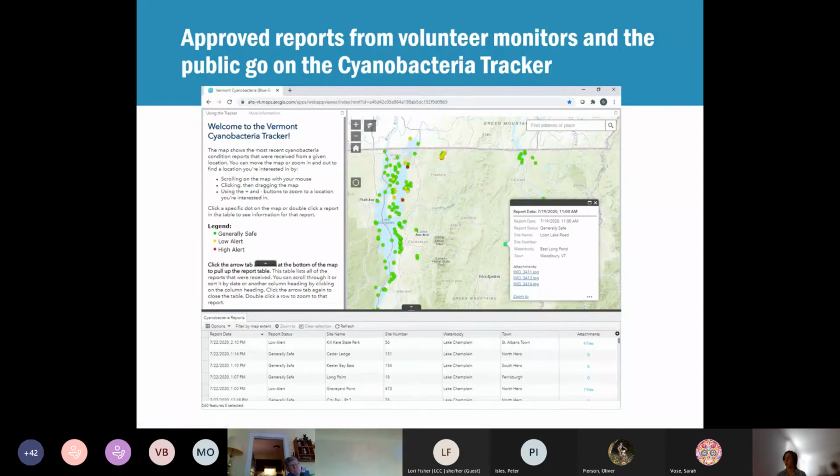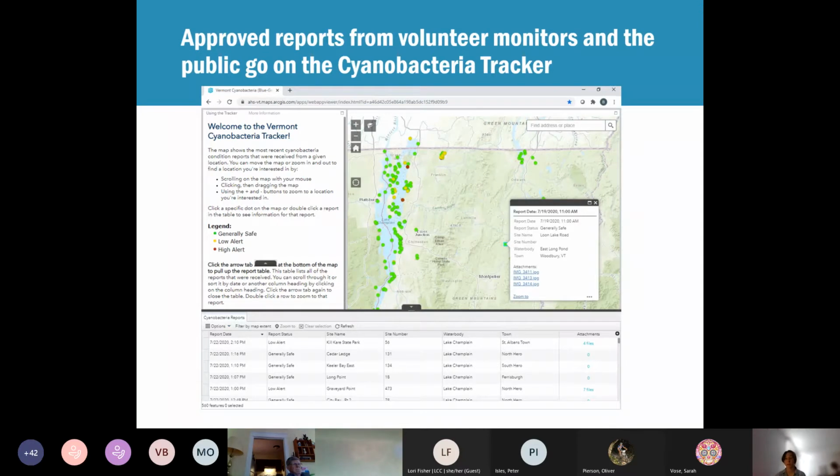report status, where it was, what the water body was, what town it's in, and then, as Lori mentioned, we have those attachments here that you can actually see the photos that were submitted with the report, which has been a really great educational tool, so that others can learn what cyanobacteria blooms look like, especially in that area where you just reported it.